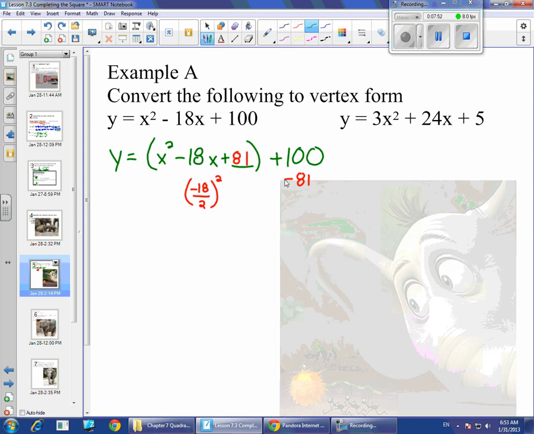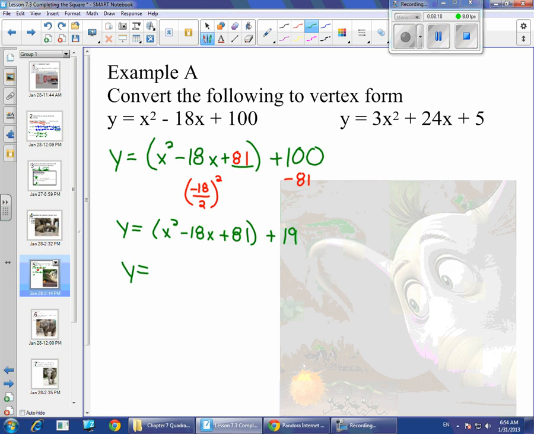Now what I got is this: x squared minus 18x plus 81, and then this is going to be plus 19. Now I can factor that little set of parentheses. Don't just leave the 19 where it is. I'm just going to factor that set of parentheses there, and what's nice is it factors into a binomial squared.